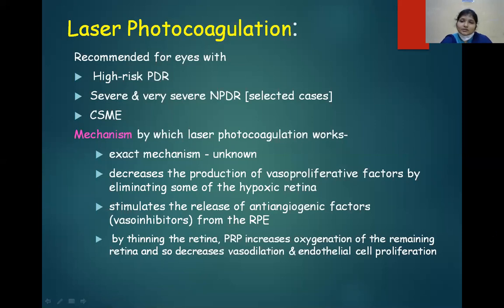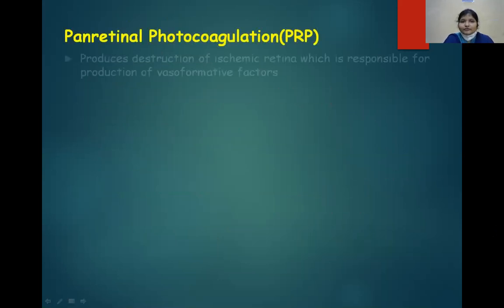So how does this laser photocoagulation act? The exact mechanism is unknown, but it acts by decreasing the production of vasoproliferative factors and eliminating some of the hypoxic retina. And it also stimulates the release of anti-angiogenic factors from the RPE. And another important mechanism is that by coagulating the retina, the retinal layers become thin. So there is increased oxygenation of the remaining retina. So it decreases the need for vasodilatation and endothelial cell proliferation.